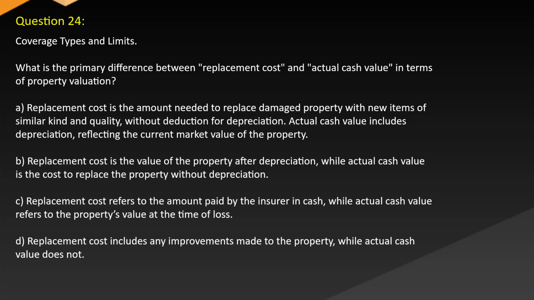B. Replacement cost is the value of the property after depreciation, while actual cash value is the cost to replace the property without depreciation. C. Replacement cost refers to the amount paid by the insurer in cash, while actual cash value refers to the property's value at the time of loss. D. Replacement cost includes any improvements made to the property, while actual cash value does not.